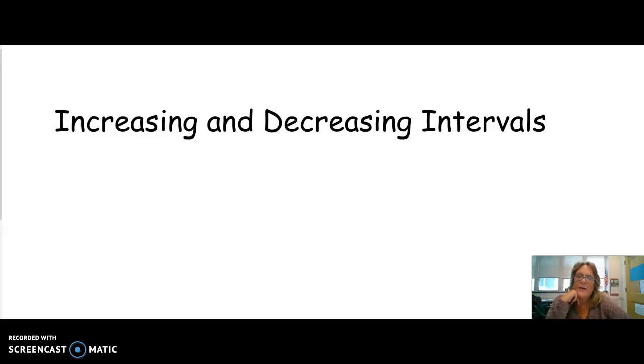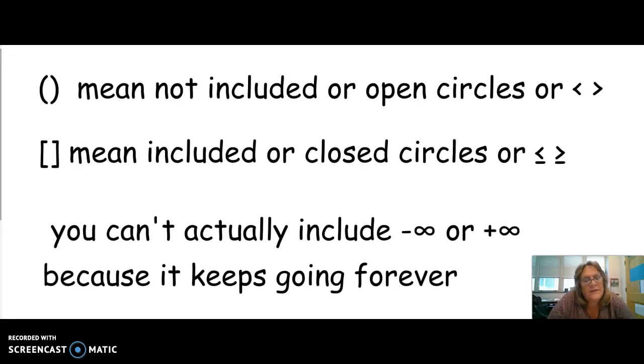Okay, now we're going to talk about increasing and decreasing intervals. A couple of things that you need to remember before we actually look at a graph or at an equation: when you have the rounded parentheses, that means that a point is not included in the graph. It would be an open circle, or it would be a less than or greater than symbol. If you have the squared off brackets, then that means that that point is included in your answer. It would be a closed circle, or it would be less than or equal to, greater than or equal to.